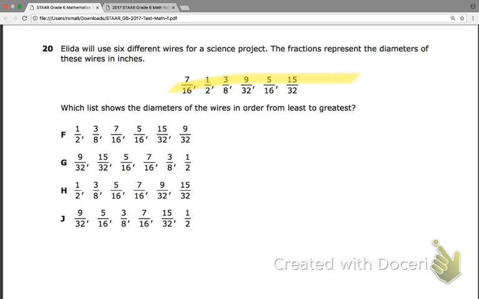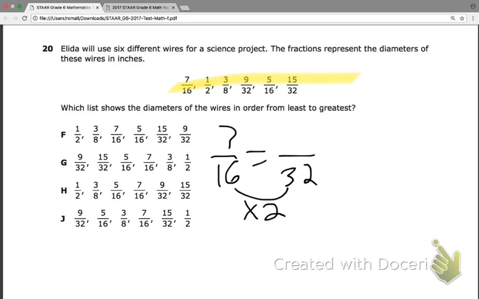So I see 7/16, and I want to get it to something over 32. Well, I know to get from 16 to 32, I have to multiply by 2. And what I do to one side, I have to do to the other. So 7 times 2 is 14. So I know 7/16 is also 14/32.